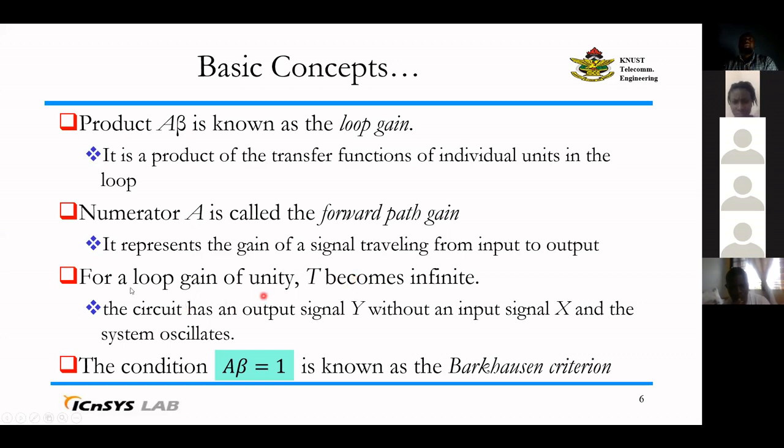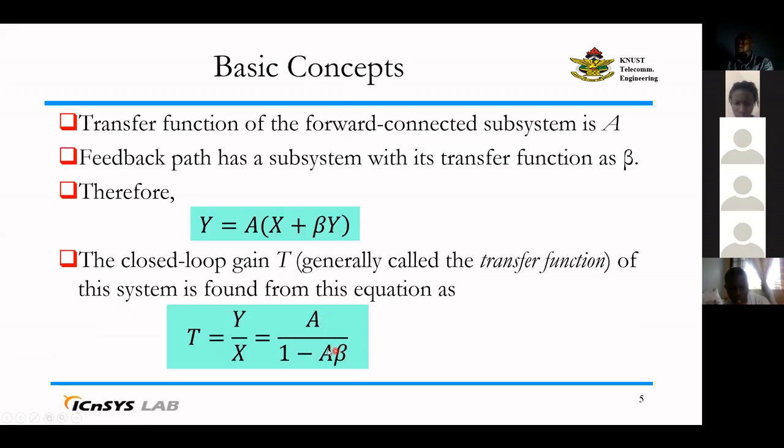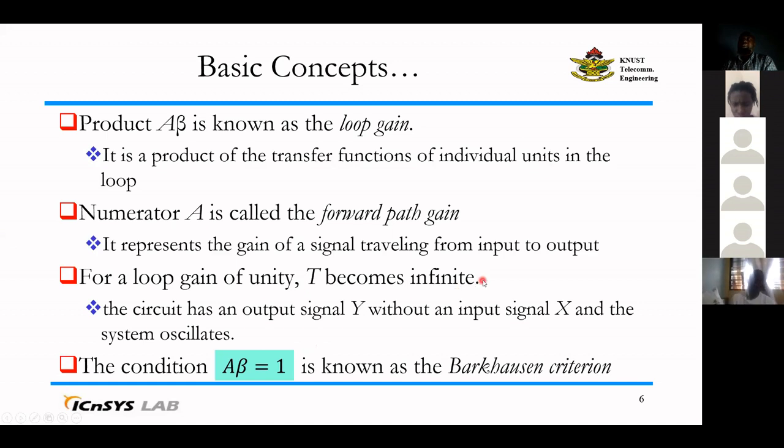So as I said, when the loop gain is unity, that is when AB here is equal to 1, then T becomes infinite, which means that the circuit has an output Y without a corresponding input X. And then it becomes unstable and it begins to oscillate. So the condition that AB equals 1 is known as the Barkhausen criterion. What it means is that for the oscillator to begin to oscillate, the product of A and beta must be equal to 1. This condition must always be satisfied. And when it is satisfied, it will then oscillate. And the condition is called Barkhausen criterion.